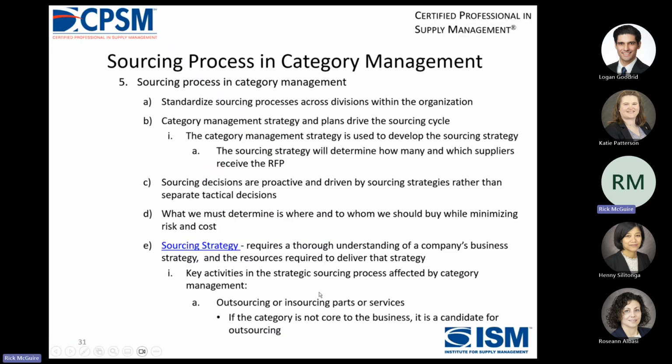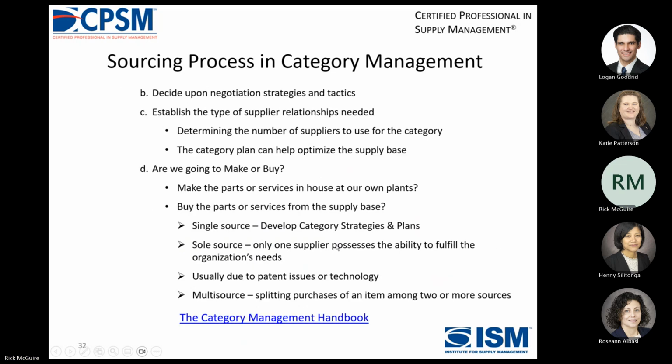Key activities: the strategic sourcing process is affected by category management, outsourcing and insourcing. If the category is not core to the business, it's a candidate for outsourcing. And our core business is assembling trucks, not making parts. So decide upon negotiation strategies and tactics, establish the type of supplier relationship, and there are all the things we're looking at that really deal with supplier relationships.